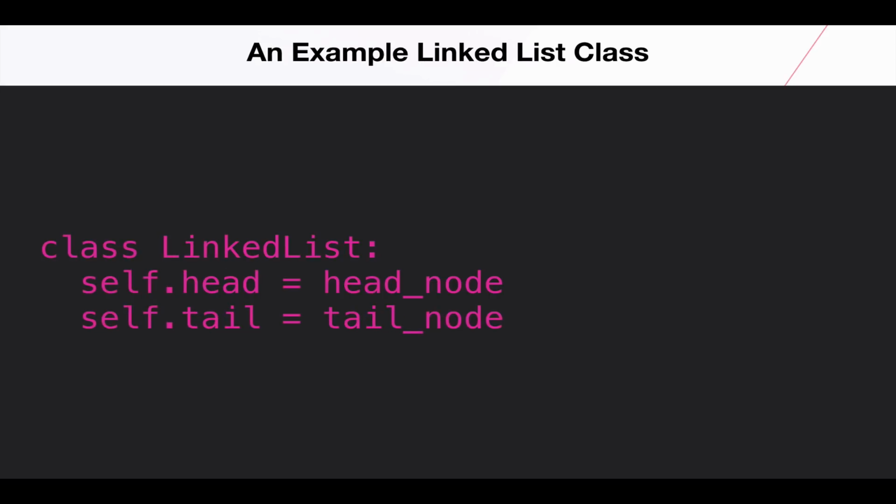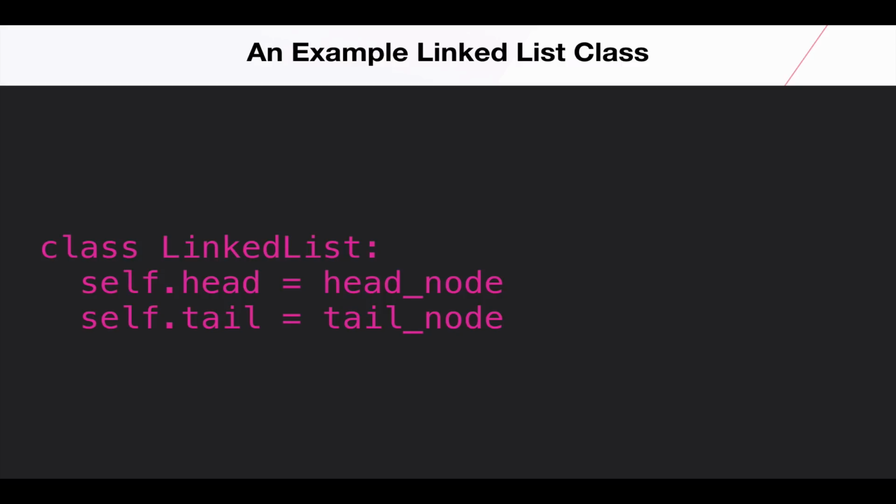Next up, let's really quickly look at what the actual linked list class itself might look like. The linked list class is actually just going to comprise the head and tail references. So as far as the linked list is concerned, it is just going to refer to the head of the list and the tail of the list. An important thing to notice here is that from the linked list class's perspective, it doesn't have direct access to any of the nodes in the middle of the list.